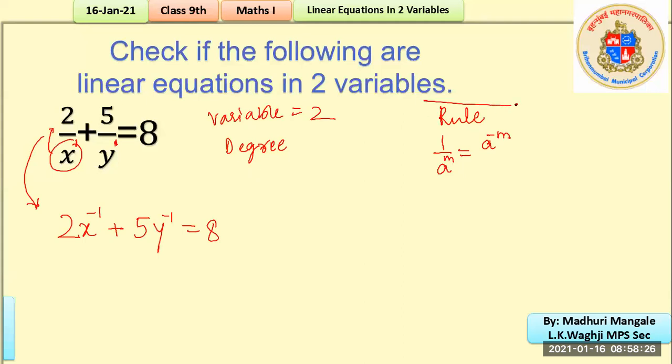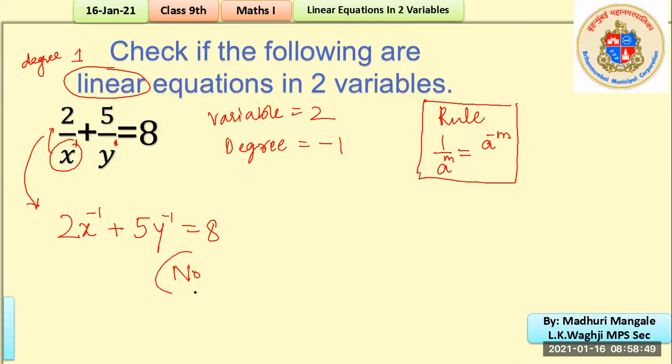If we apply this rule of exponents, we see that the degree is actually negative 1. And what is our requirement? We want the degree to be 1 for a linear equation. But here the degree is negative 1. So is it a linear equation in two variables? No, because the degree is negative 1. Even though there are two variables, it is not linear because the degree is negative 1. So you see, even though it looks like it, it is not linear.